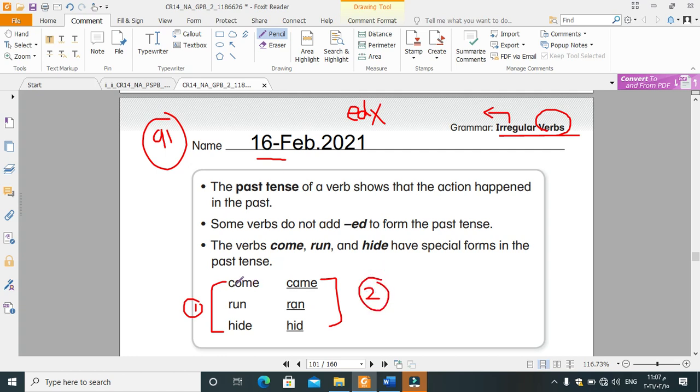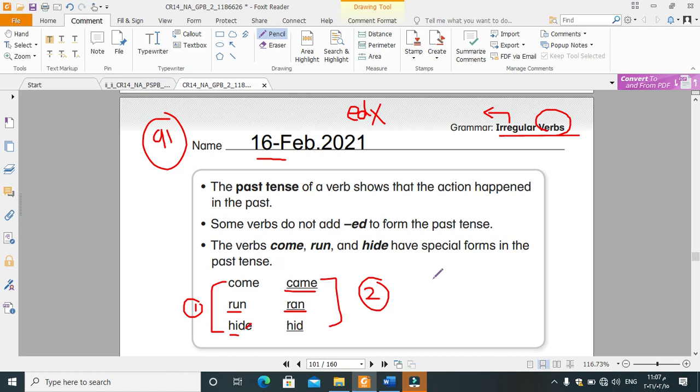So, did we add ed for the verb come? No. So what did we do? The spelling changed. And for run, yes, the spelling changed. And for hide, also the spelling changed. If you notice, when we have a change, it is in the vowel. Like come, we change the O to be A. Run, we change the U to be A also. Hide, we skipped the E at the end.